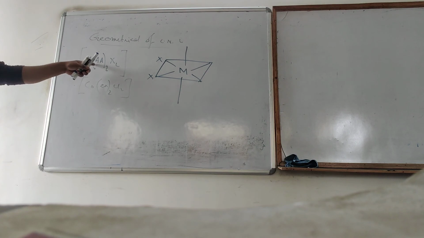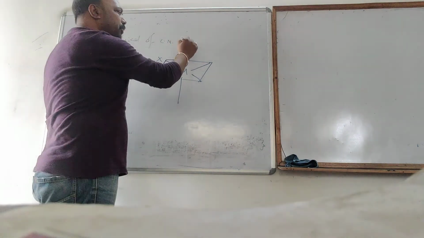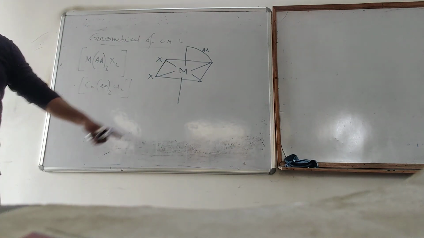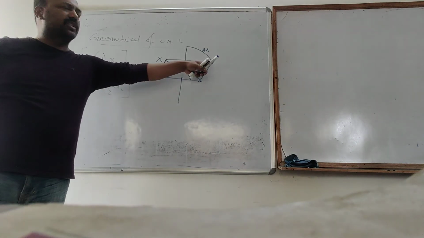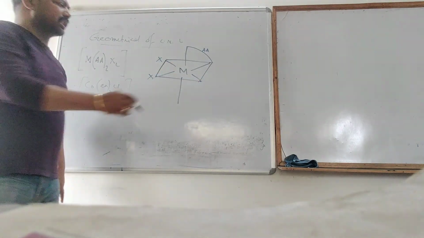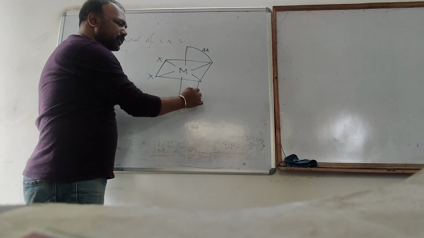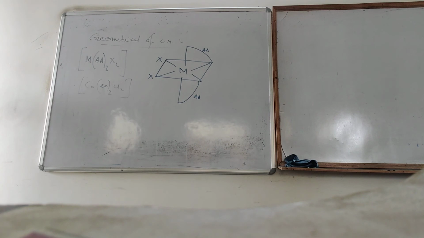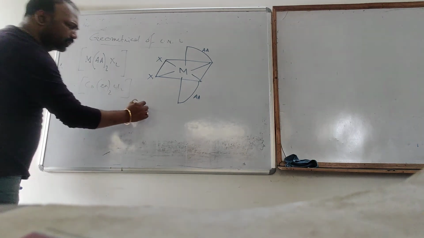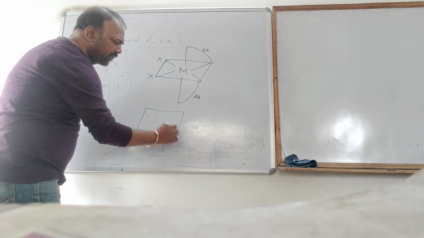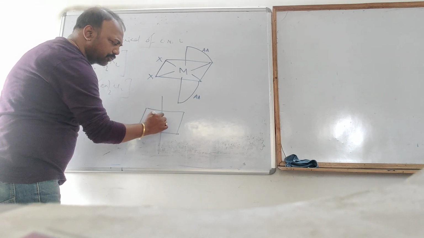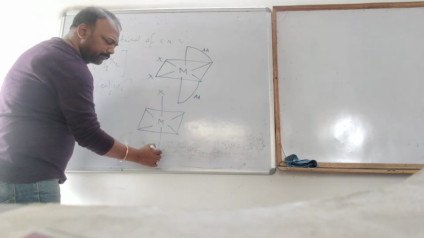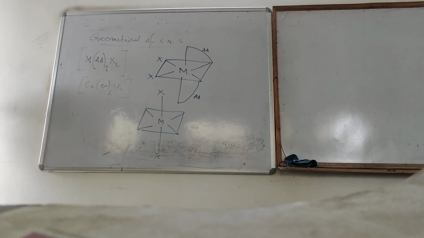Now for the bidentate ligand AA, suppose one AA is occupying these two positions. We write it like an arc, AA. One AA is occupying this position and this position, and another AA is occupying this position and this position. Clear? So this is the cis structure. And what should be the trans structure? You can write it in a different manner, but it is better to understand by writing it in this particular manner. 2 X will be here, trans, top and bottom.